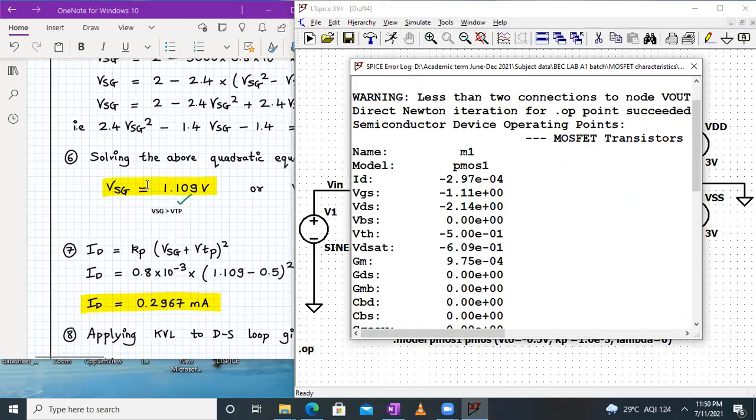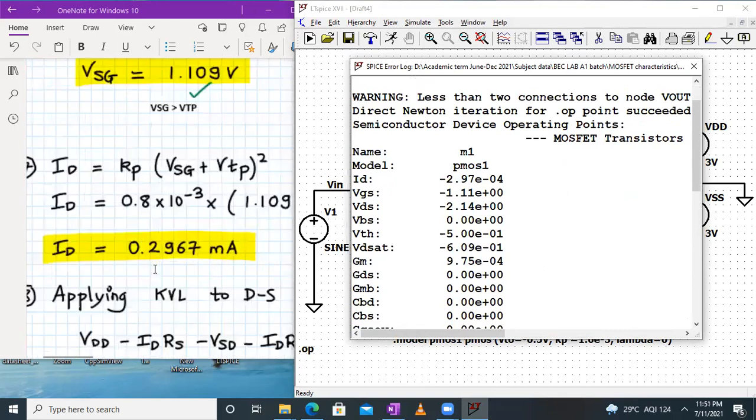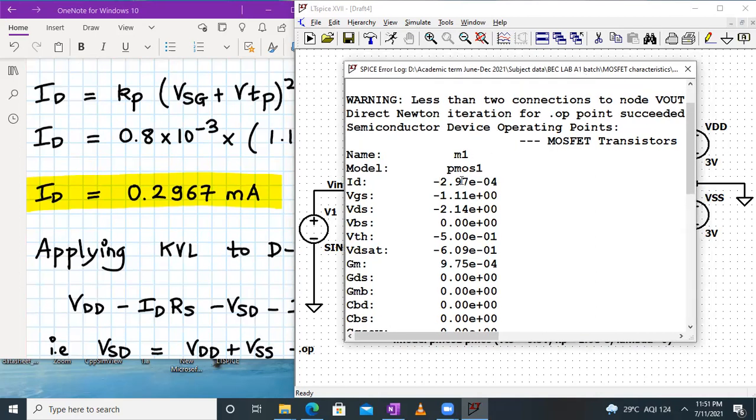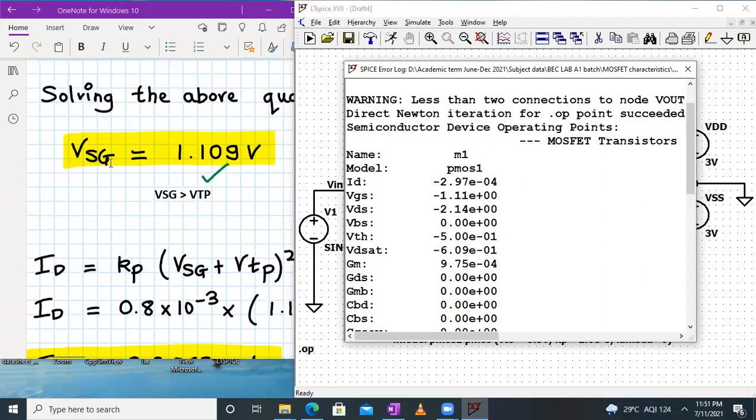So let us check them one by one. Over here, let us first check the value of ID. Definitely for the PMOS, the value of the current will be reversed. So here we are getting minus 2.97 into 10 raised to minus 4. That is as good as 0.2967 milliamperes. That is what we are getting. Fine. And VSG. We have calculated VSG, and here it is showing the value of VGS. So it will be negative. And we are getting 1.109. So here also VSG will be 1.11.